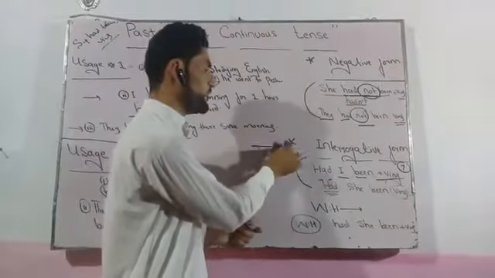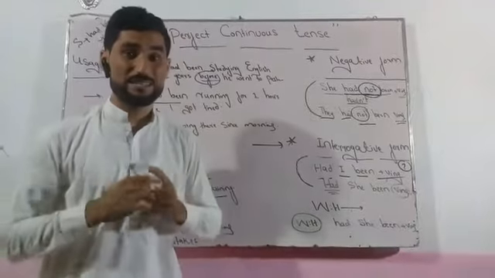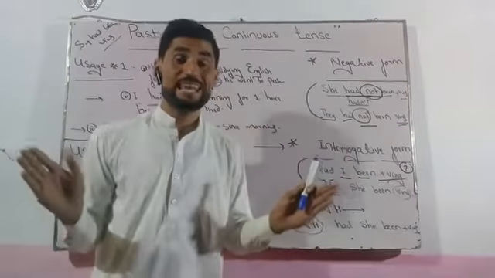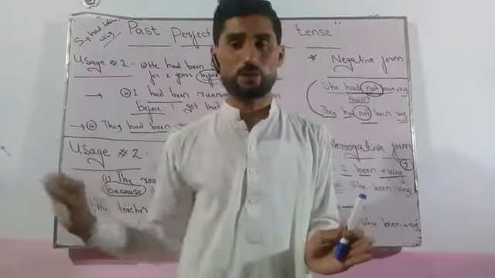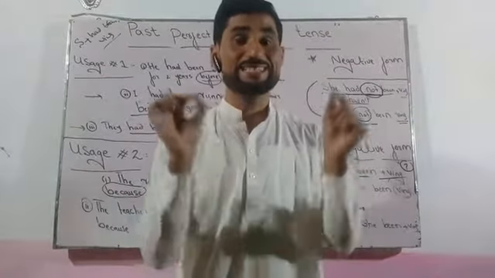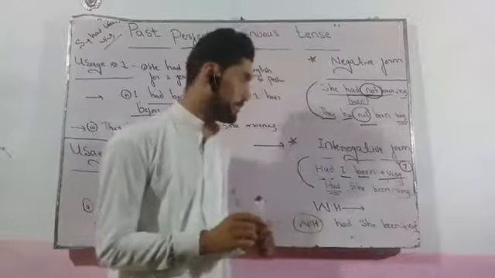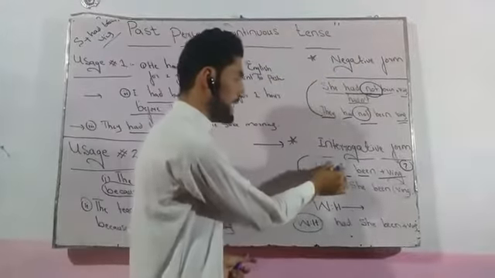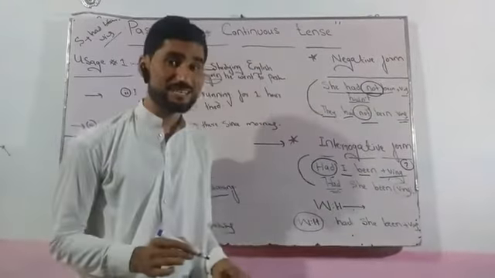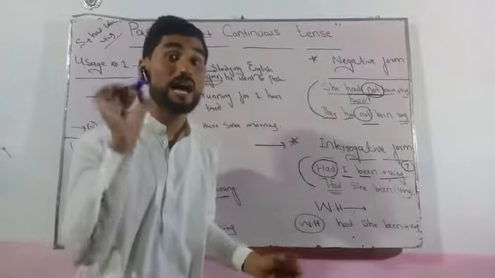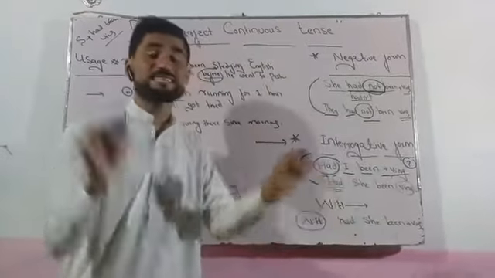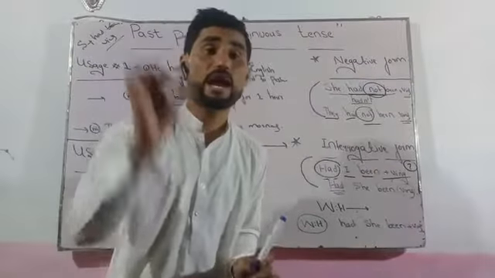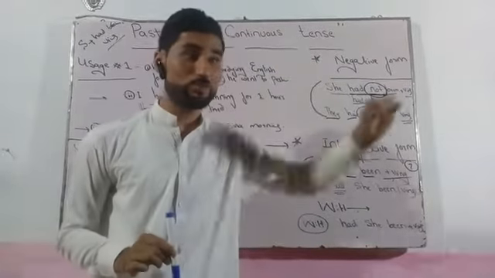How to make an interrogative form of the past perfect continuous tense? Very simple, very easy. As I told in my previous videos, you have to bring only the helping verb at the beginning of the sentence to make it an interrogative sentence. For example, I just brought here the helping verb had at the beginning of this sentence. So, the helping verb of this tense is had been. I brought only had at the beginning of the sentence. Been should be at its own place.